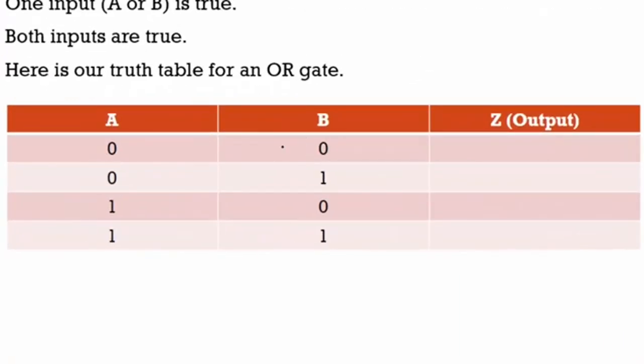So here A or B has to be true. Neither one of these are true, so that results in it still being off. Here A is not true, but B is. So A or B is true, so that results in a 1. Here, same thing. This time A is active, B is not. That results in a 1. Here, they're both active. That results in a 1.